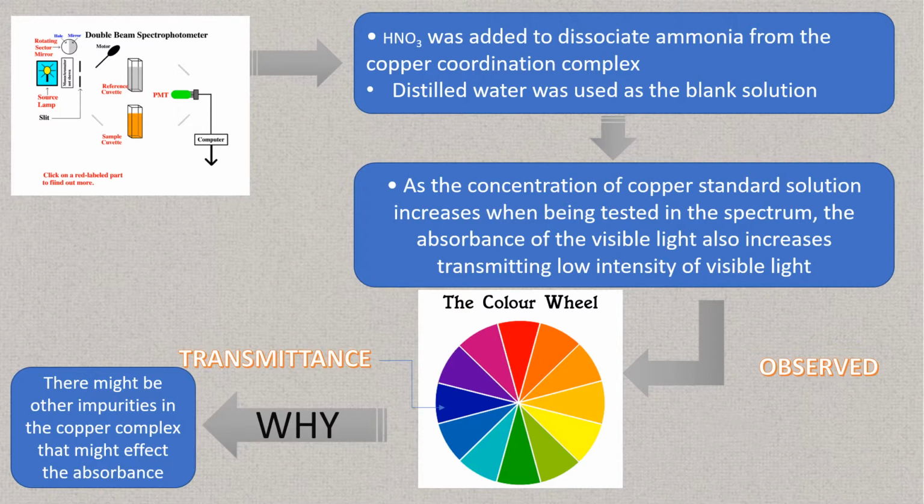In the calibration test tubes, as the concentration of the copper complex solution increased, the absorbance of visible light also increased, transmitting a lower intensity of visible light. Theoretically, according to the absorbance value, the purple color from the color wheel should have been absorbed, transmitting a greenish yellow color. But what we observed is that the complex took on a dark blue color. This might be due to the presence of other impurities in the copper complex that might have affected the absorbance value.